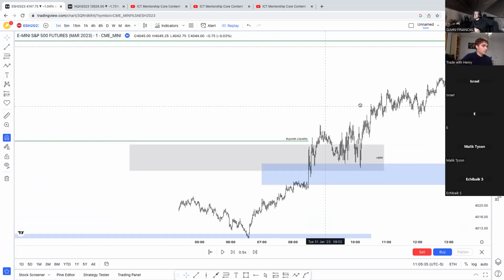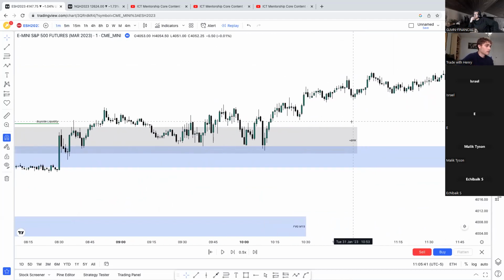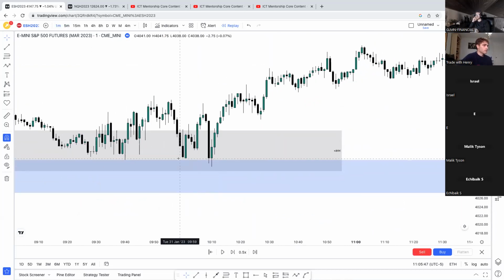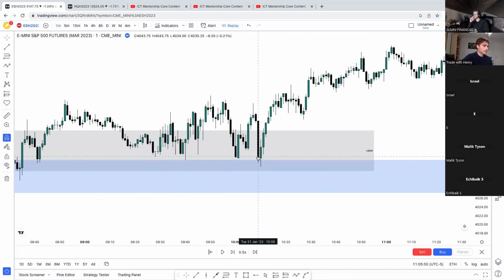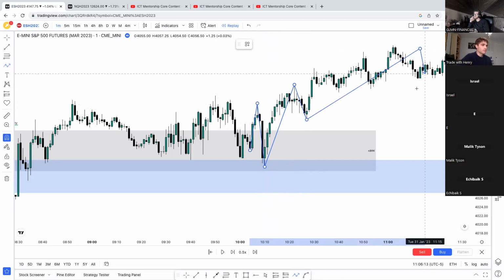On a 1-minute chart, we have another example here. So this is 10 a.m. right here. I think we may have had 10 a.m. news, I'm not certain, but we take out this internal liquidity down here. We have low, high, a lower low. The high is traded through. We trade back into our breaker and then continue to buy side.